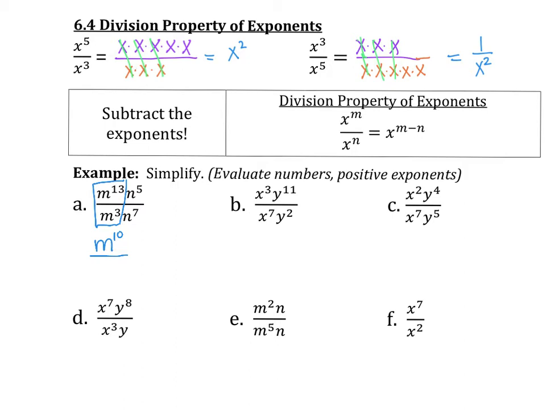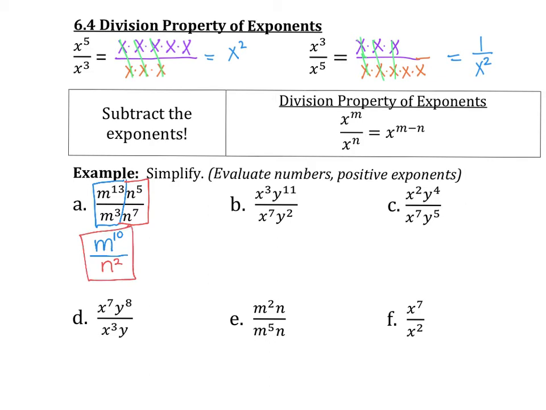Now I'm going to look at the n's. Okay, where are there more n's? Wherever there's a higher exponent, and the higher exponent's at the bottom. I have 7 n's at the bottom. If 5 of them cancel out, I'm left with 2. This is my answer. Let's go to the next one.